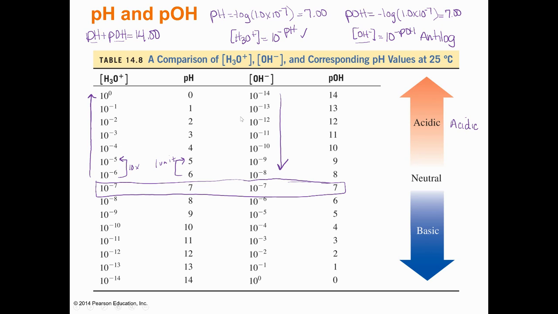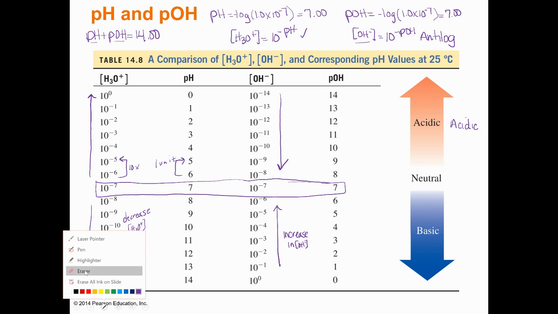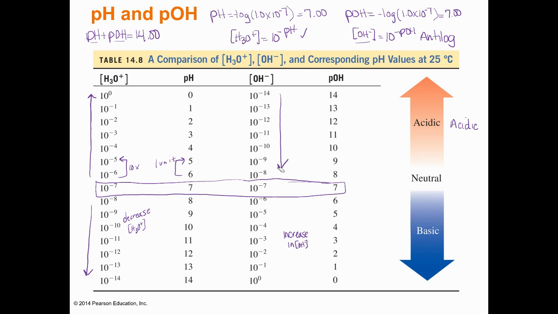Okay, for basic solutions, basic sees a decrease in H3O plus and therefore sees an increase in hydroxide. Now my arrow there is going to be a little bit confusing, so let me erase that arrow. And I'll just put increased hydroxide. How's that? I'll get rid of these. And I'll just look at the arrows I've shown there for hydronium.